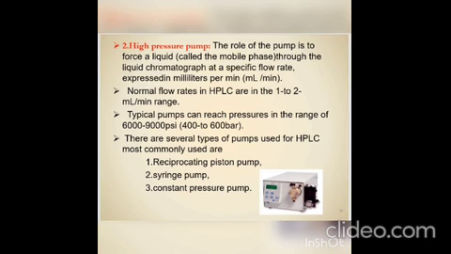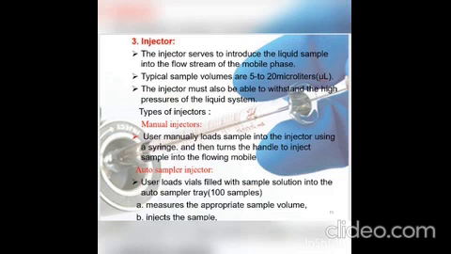The next one is the injector. The injector introduces the liquid sample into the flow stream of the mobile phase. Mainly a sample volume of 5 to 20 microliters is used. The injector must withstand the high pressure of the liquid system. There are two types of injector: manual injectors and automatic injectors.